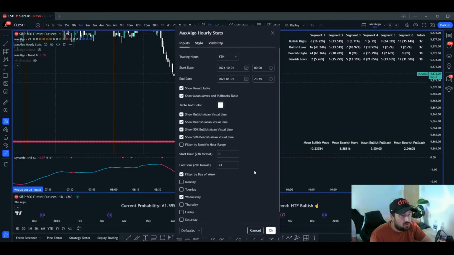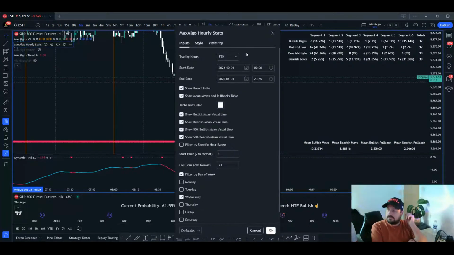So this is based on New York time. Then you can filter by just showing specific before New York sessions, after New York sessions, so that you can filter by specific time. You can hide the lines, obviously hide the tables if you don't want them there. And you can also change and filter by regular trading hours as well.